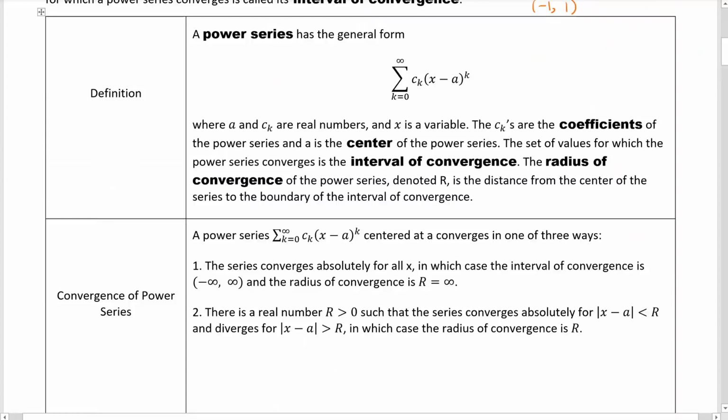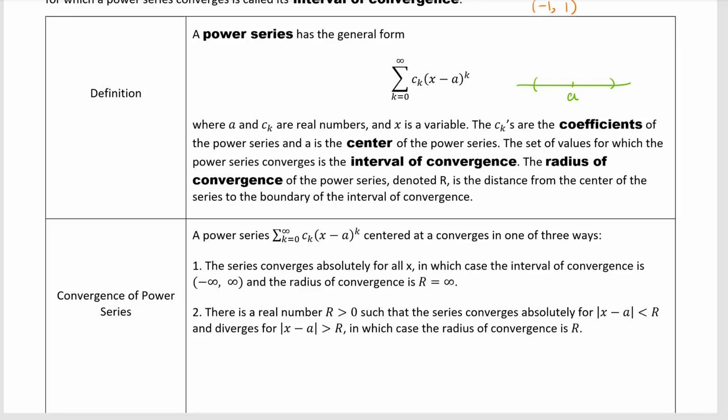Okay, so definition. A power series has the general term: the coefficient c_k times (x minus a) to the power of k, where a and c_k are real numbers, and x is the variable. The c_k are called the coefficients of the power series, and a is called the center of the power series. The set of values for which the power series converges is the interval of convergence. So a is the center, and the interval of convergence is maybe like right here.